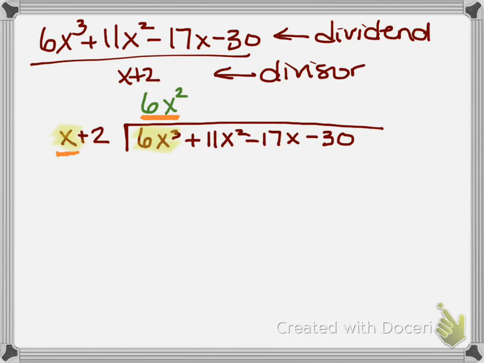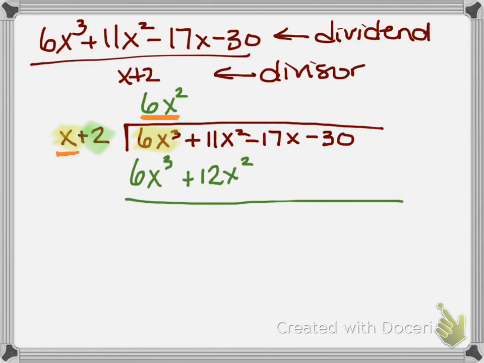So I multiply 6x squared times x, just like we did with the 7. That gives me 6x to the third. But there's the other term here as well, so I also have to multiply this term. 6x squared times 2 is 12x squared. Notice when I write them down here, I line them up with their like terms.